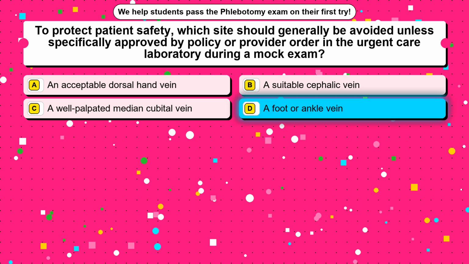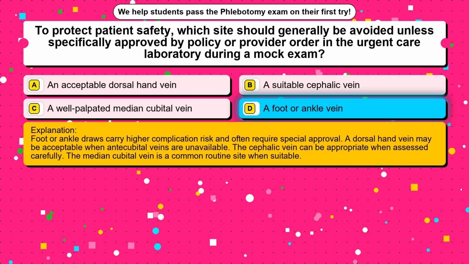The correct answer is option D. A foot or ankle vein. Foot or ankle draws carry higher complication risk and often require special approval. A dorsal hand vein may be acceptable when antecubital veins are unavailable. The cephalic vein can be appropriate when assessed carefully. The median cubital vein is a common routine site when suitable.